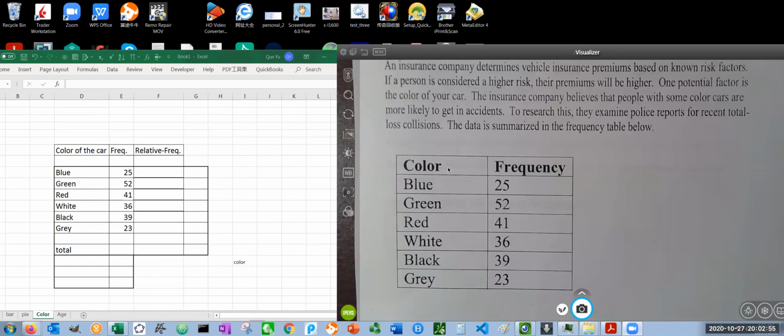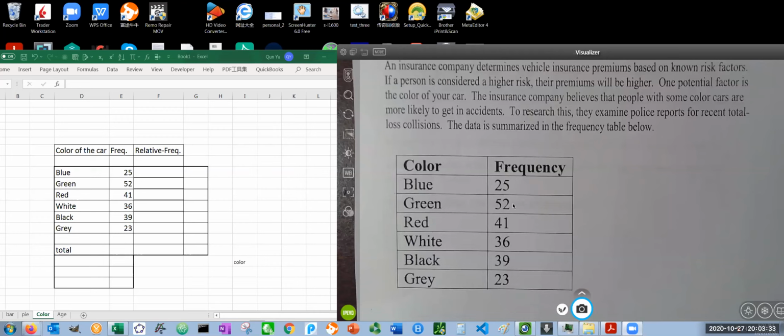What does this mean when we look at a table like this? First of all, blue cars were involved in 25 total loss collisions. If you add all these numbers together, I already added them before I made this video, the total is 216. That means this insurance company examined 216 total loss collisions. Among those 216 accidents, 25 of them involved blue cars. That's the meaning of this data.